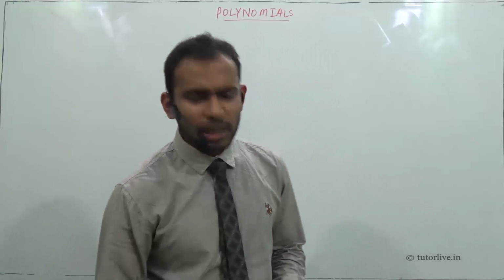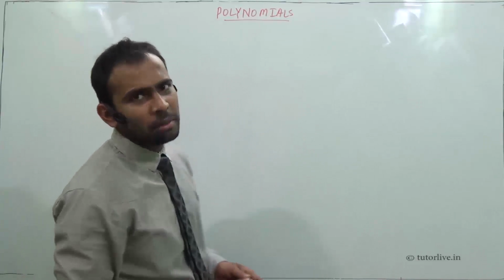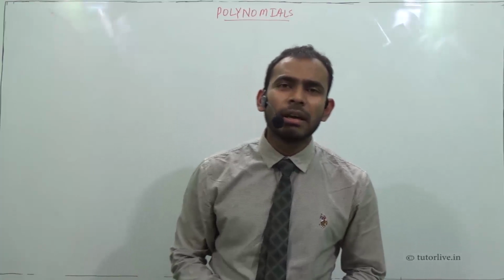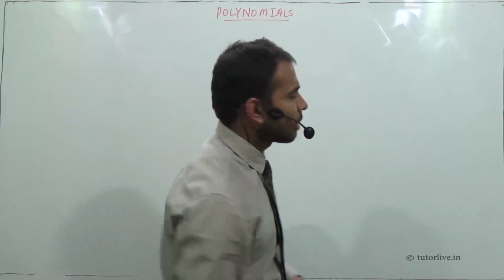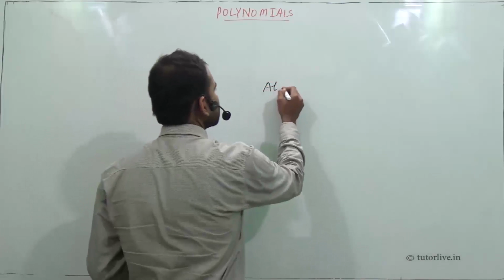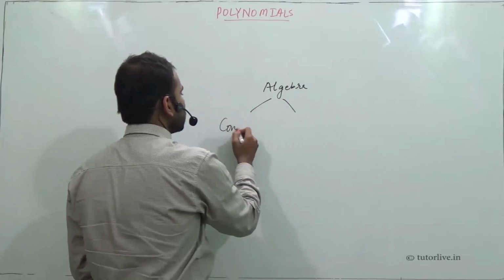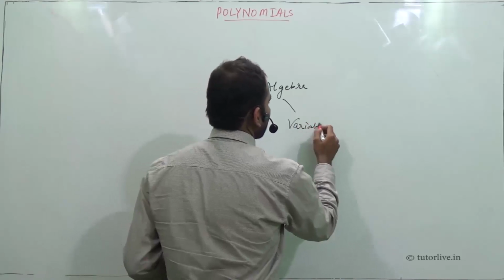Before telling you about polynomials, let's divide maths into three parts. Mathematics is divided into three parts: algebra, arithmetic, and geometry, right? So now for this chapter we'll be studying algebra, right? Now, algebra is made up of two parts: constants and variables, right?